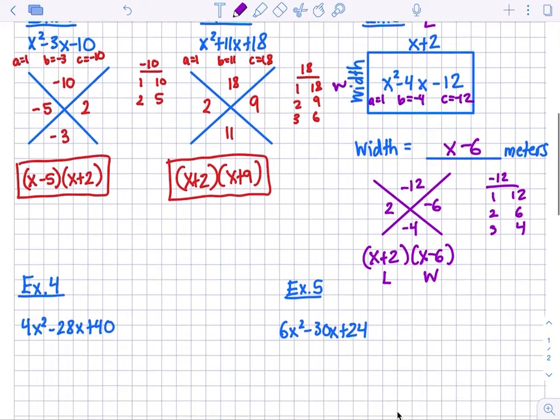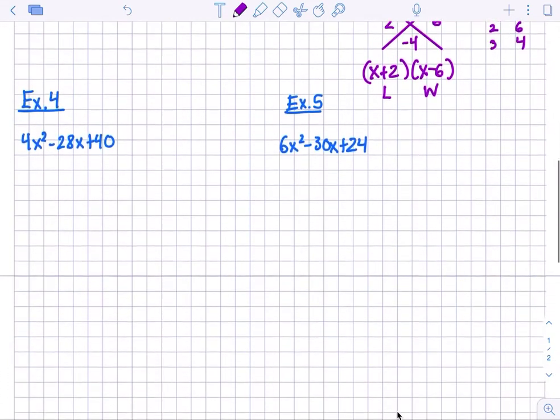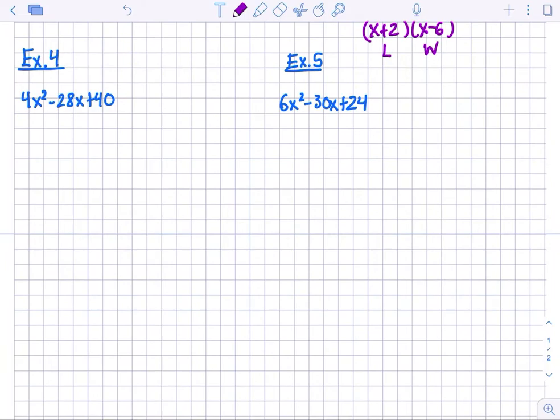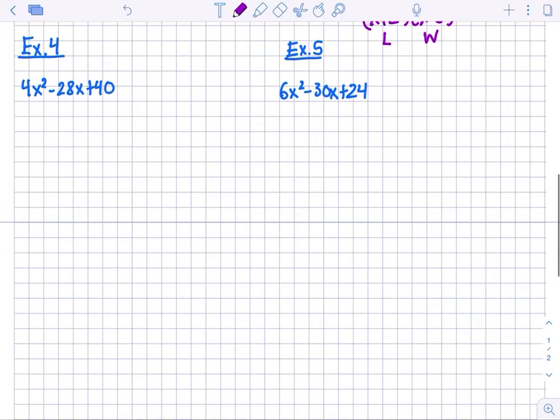Okay. All right, example 4. Now we get into a little bit more creative factoring methods, you guys. So notice that this is not 1. A is equal to 4, right? But you should always check to see if you can factor out a greatest common factor from each term first. If you take a look at this, you can factor out a 4 from each of these terms.